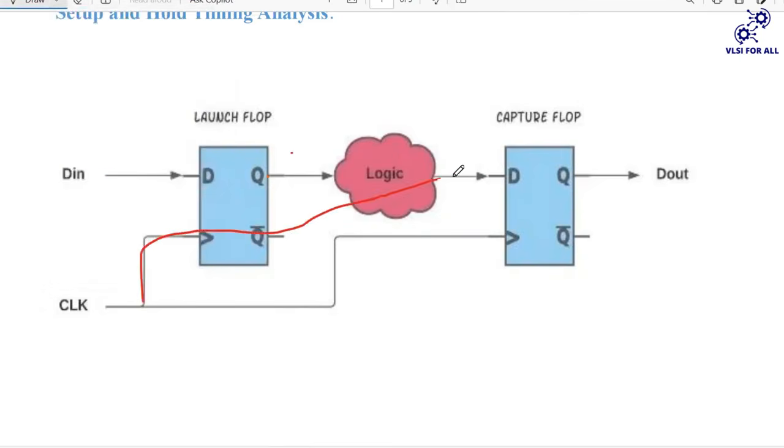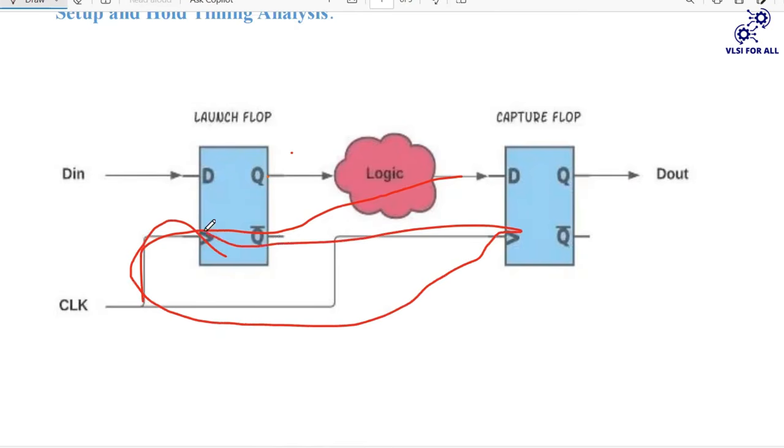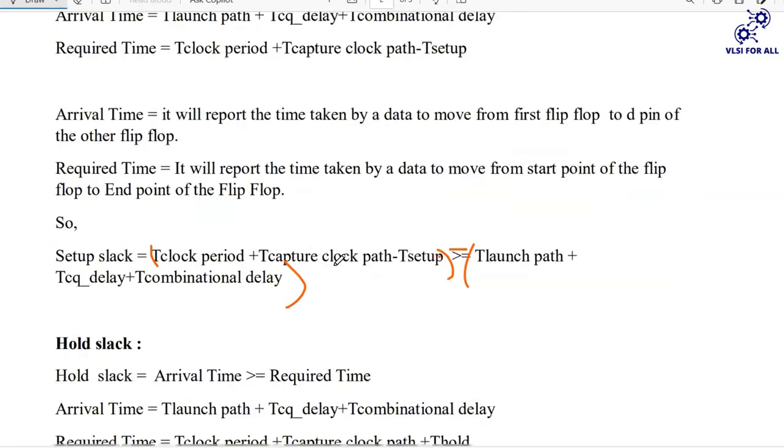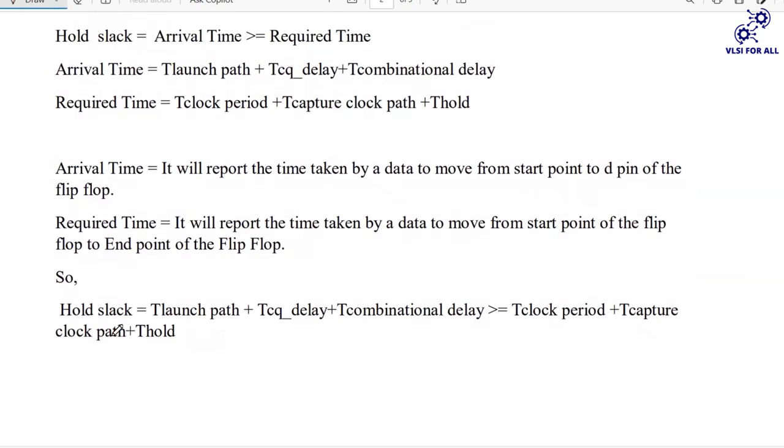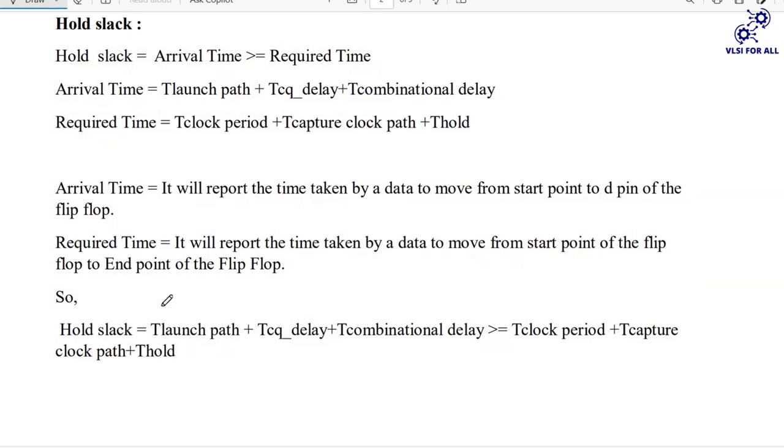Arrival time contains the start point to the D pin of the flip-flop. Required time contains the start point of the flip-flop to the clock pin of the other flip-flop, from this flip-flop. So for hold slack, the arrival time should be greater than the required time. Arrival time has launch path plus TCQ delay plus combinational delay, from here to here.